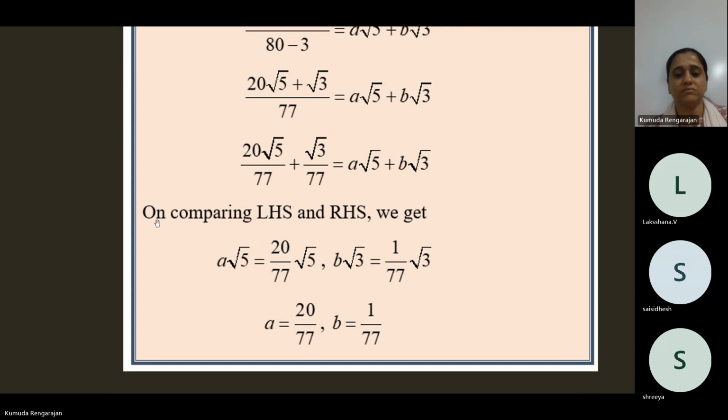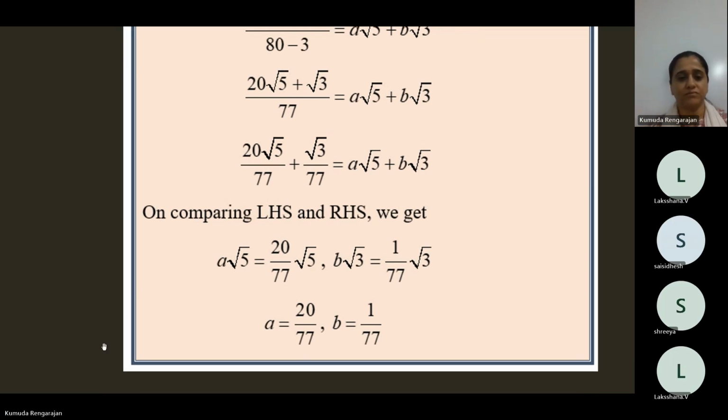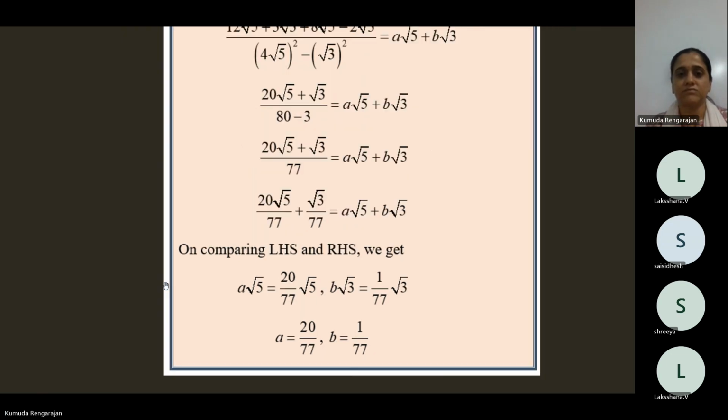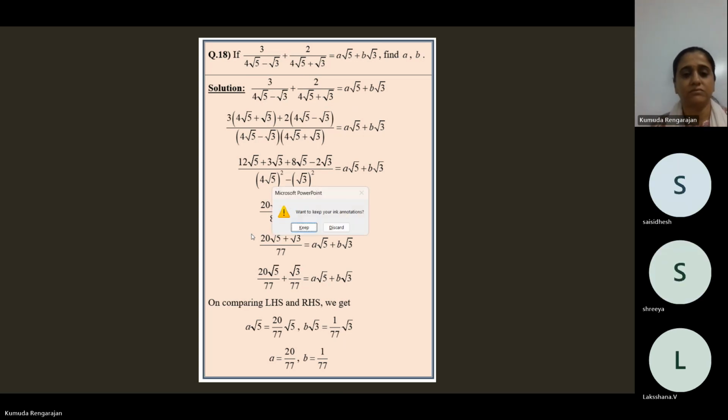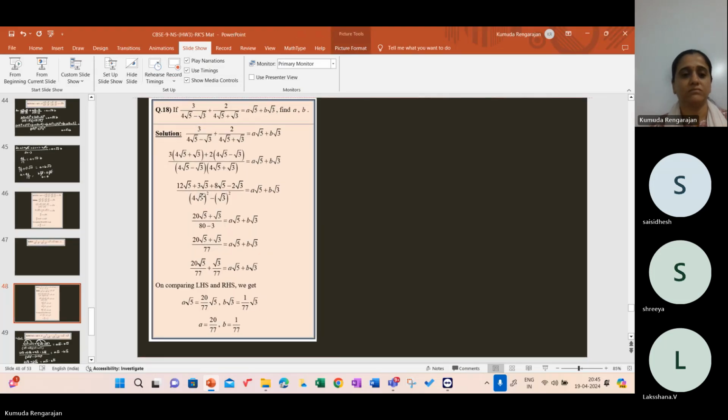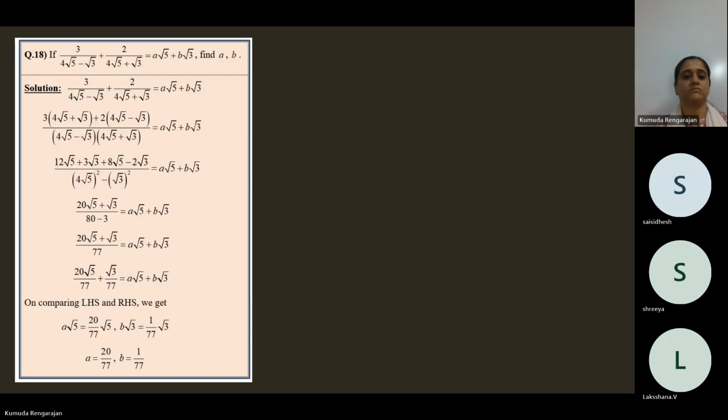So you can write this as 20 root 5 by 77 plus root 3 by 77. Now when you compare both sides, a is equal to 20 by 77 and b is equal to 1 by 77. Yeah, you've got the answer. Very good. Okay.